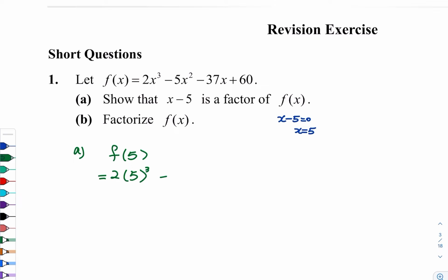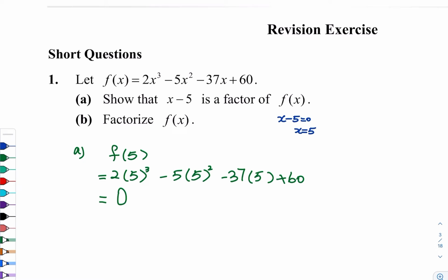5 cube minus 5 square. Cube means the power here, the small number here is a 3. If the power is 2, it's called square. Then 37 times 5 plus 60. Now that all of these are numbers, please just use the calculator. Yay, you can get the answer as 0.